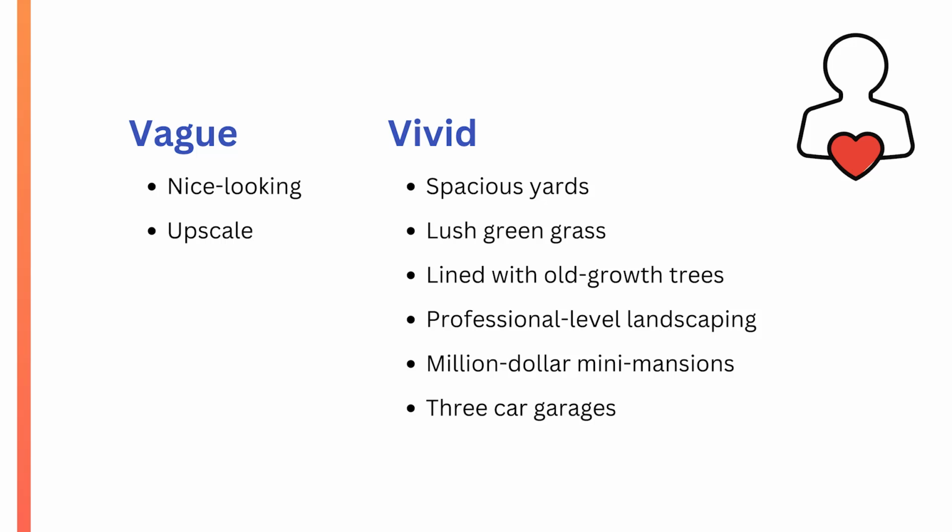Now, I don't know if that kind of neighborhood appeals to you, but there's no denying that vivid language like this is much easier to visualize than general language about an upscale, nice-looking neighborhood. The 4th way to appeal to listeners' hearts is through quotations, or at least some types of quotations.